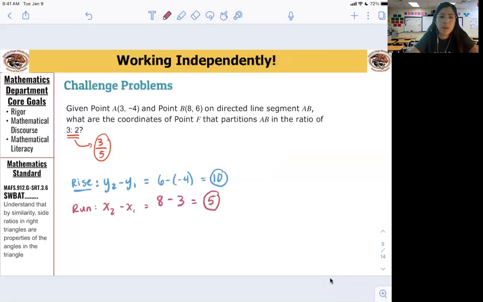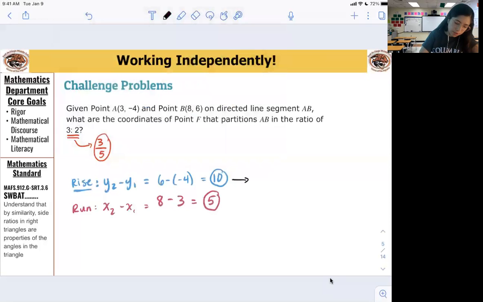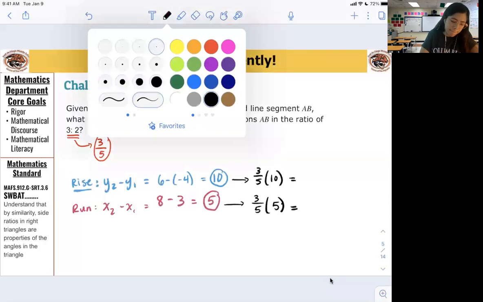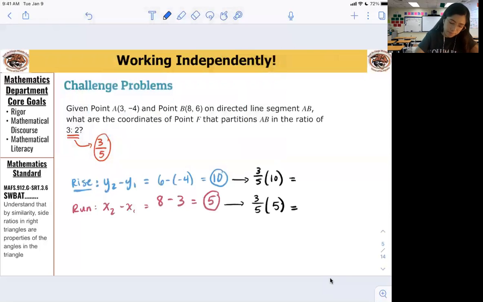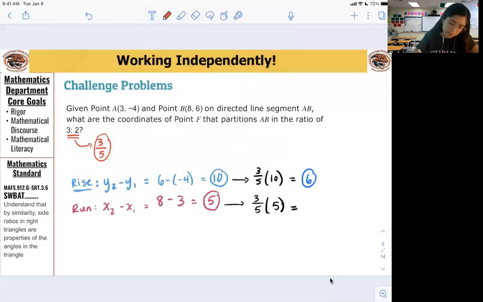What do I do with those two numbers now? Good, we multiply them by that fraction. So this is 3/5 times 10, and this is 3/5 times 5. What do we get? For the first one, you get 30/5, which is 6. The second one, you get 9. Oh, no, 15. 15/5, which is 3. 15 divided by 5, you get 3.